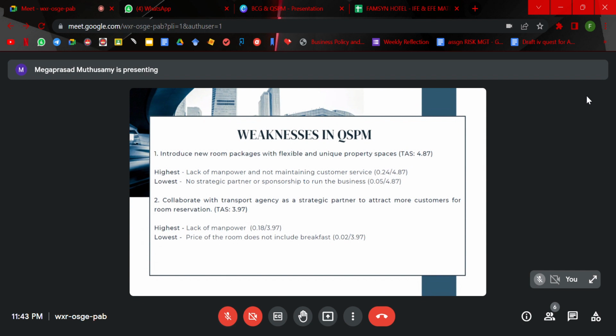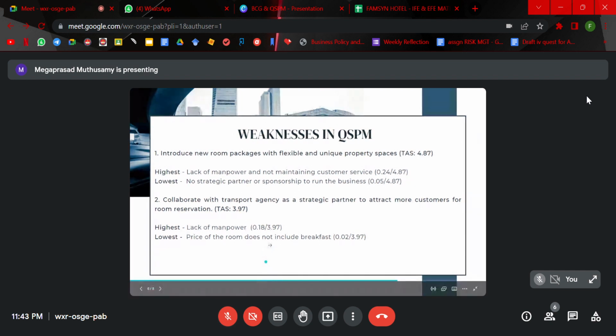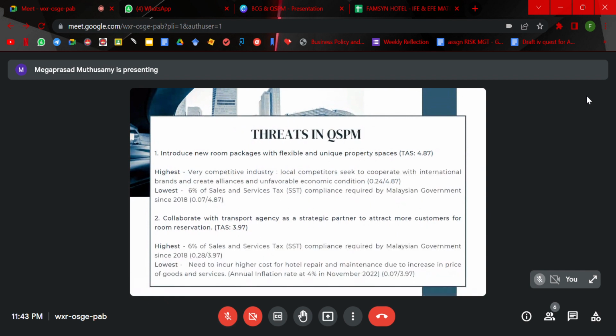We continue with our next presenter. Okay, thank you, Dila. So next, I will present the threats of Famsin Hotel. So the first strategy is introduce new room package with flexible and unique property space.